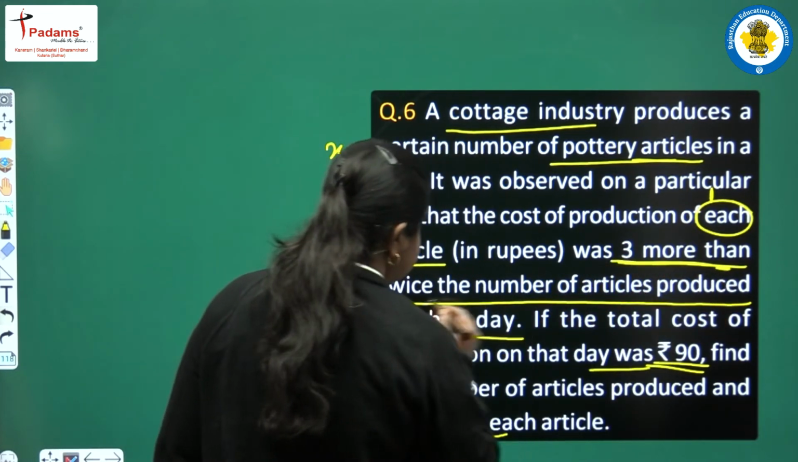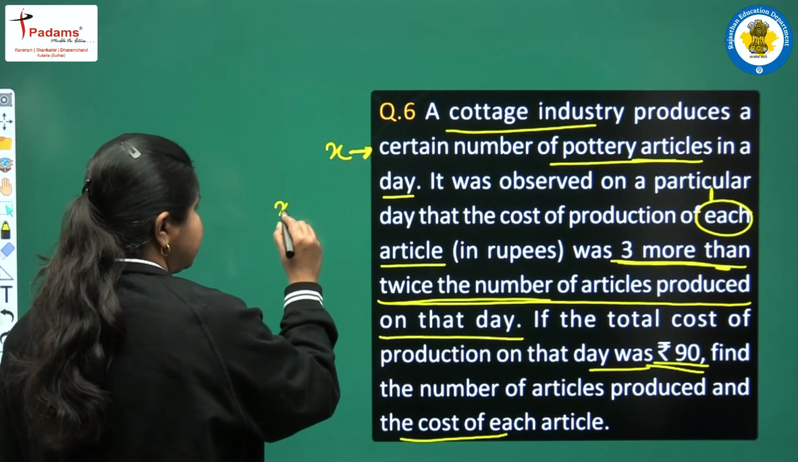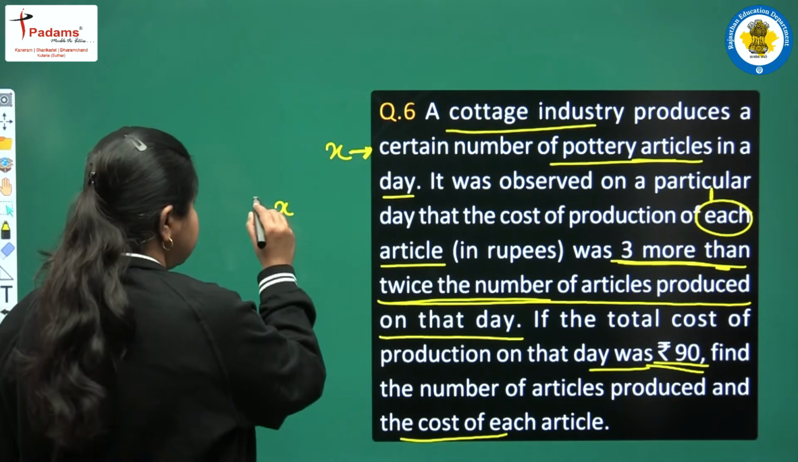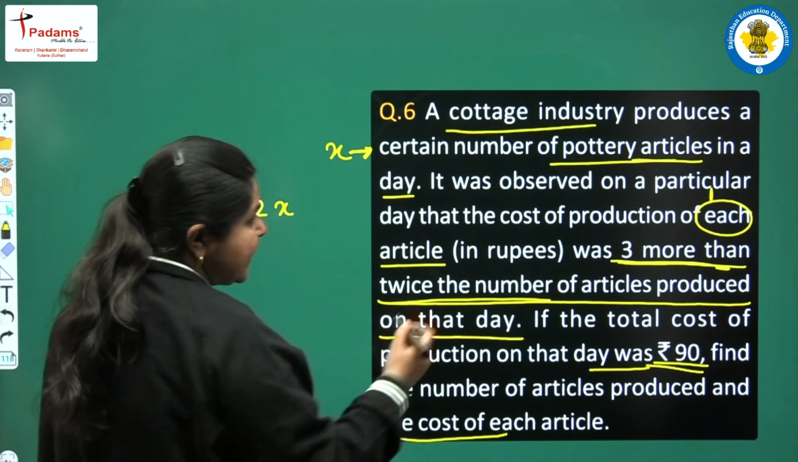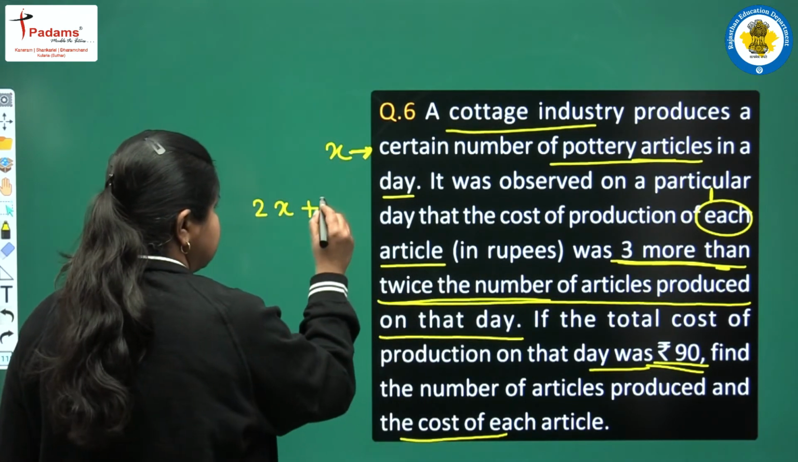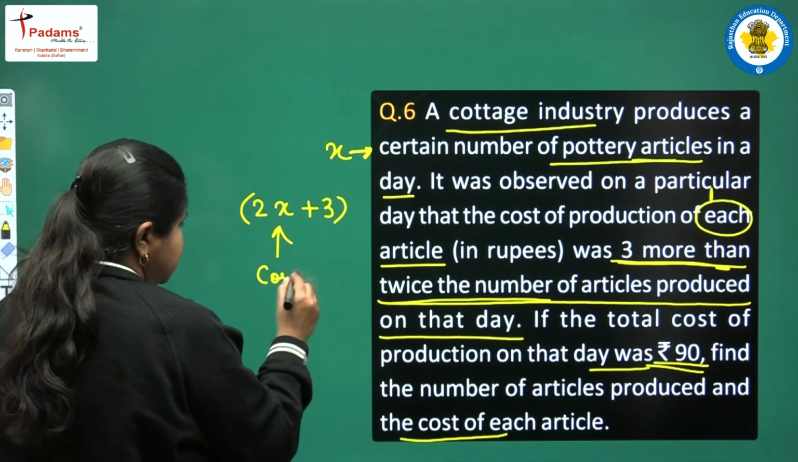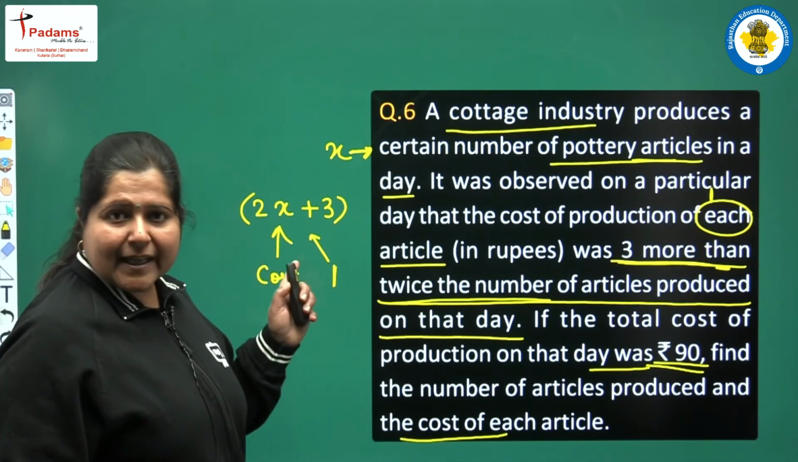Now it has been given that the cost of production of each single article, it is 3 more than twice the number of articles produced. देखिए articles produced are X, twice this number, it will be 2X, 2 into X, 2X, and it is 3 more than this, so plus 3. This is the cost of production of each single article. बात आ रही है समझ में?